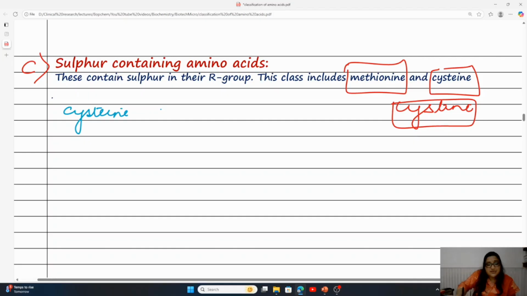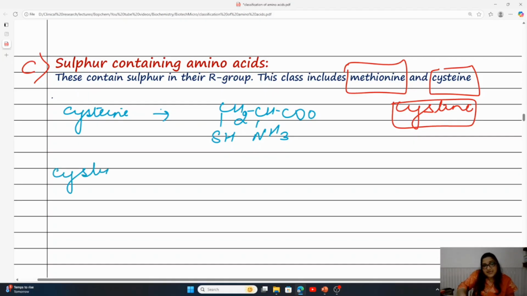So the cysteine amino acid goes like this. See, the basic structure of the amino acid will not be changing. We are just changing the side group, as easy as anything: SH. Here we have put the sulfhydryl group. So this is the structure of cysteine.